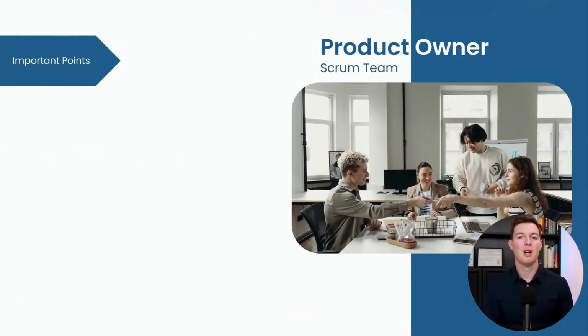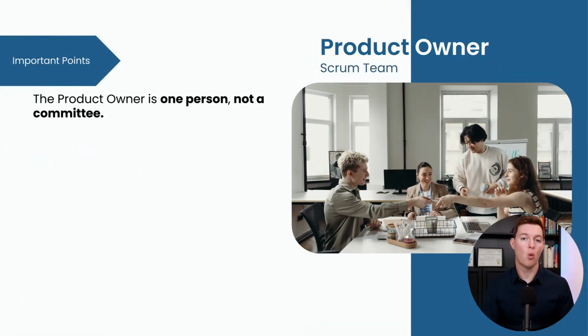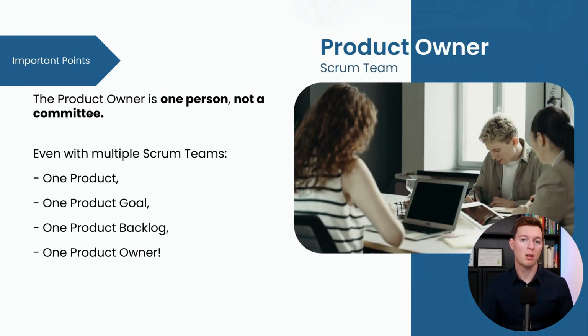The product owner is one person, not a committee. So you'll be tested on this as well. There needs to be one person and one vision alone. The product's goal, the product backlog, and the person making decisions in regards to maximizing value for the product. Even if you have multiple Scrum teams working on one product, you still just have one product owner, one backlog for one product. You do not want multiple product owners contradicting each other. You do not want a committee making decisions that take a long time to discuss and make decisions.